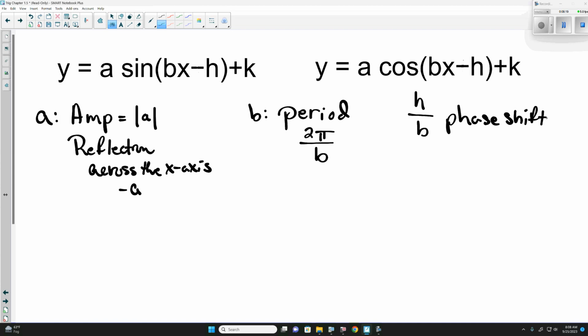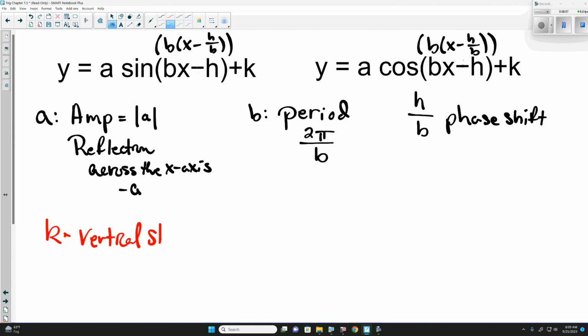Now, it seems odd that we have it noted as h over b. The reason for that is because when we actually look at it, we have to factor out that period, that value of b from it, to really get our true value for this, from whatever that amount is. And lastly, k is a vertical shift. It's just going to tell us how far it moves up or down.